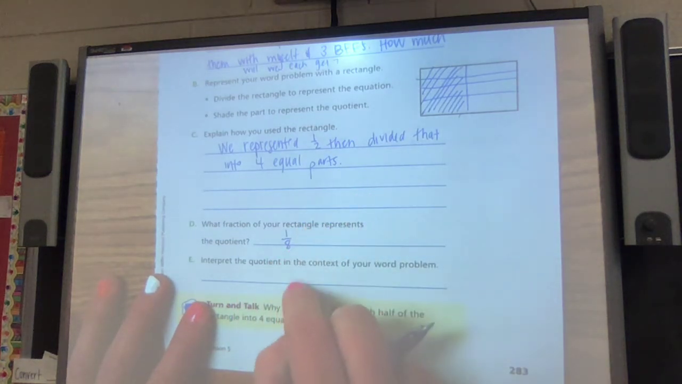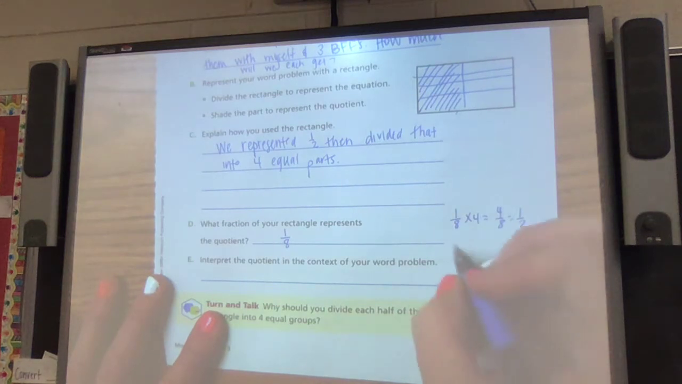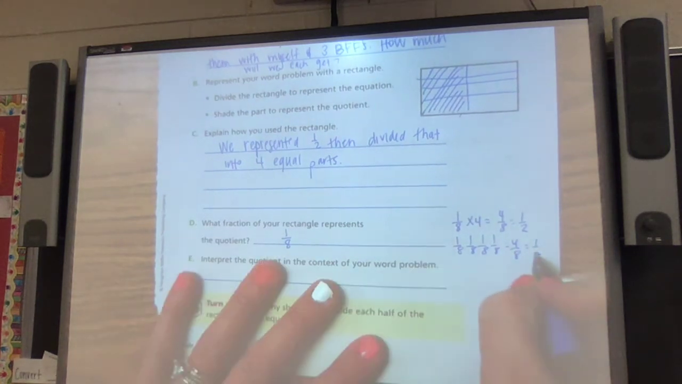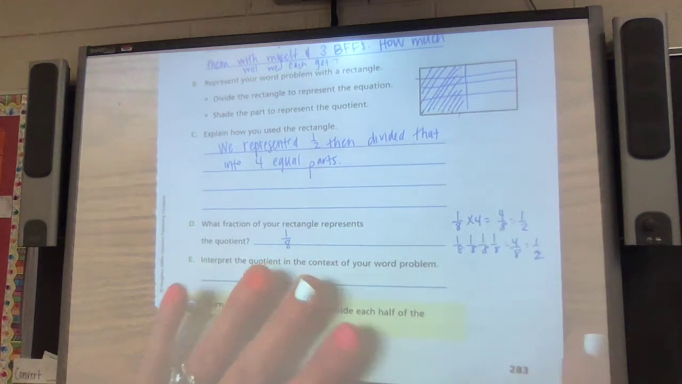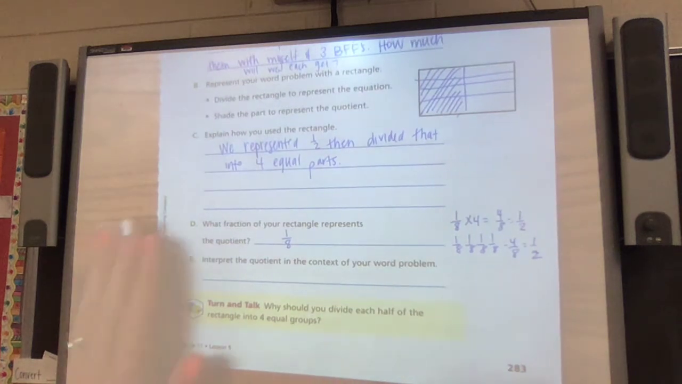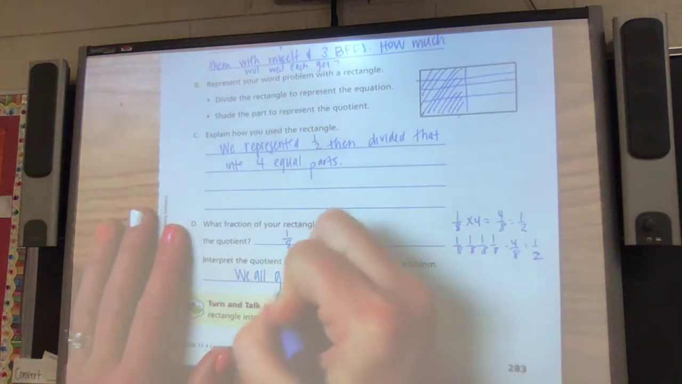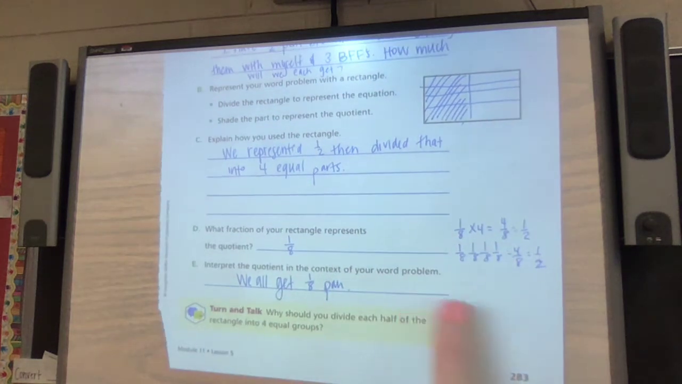To check this, 1/8 times 4 would be 4/8 or a half. You could do that, or you could do 1/8 plus 1/8 plus 1/8 plus 1/8 equals 4/8, which we also know is a half. So that's helping us say, yep, if all of us get this, this does equal what I had to start with. Interpret the quotient in the context of your word problem. All that means is we all get 1/8. 1/8 of the pan. That'll be great.